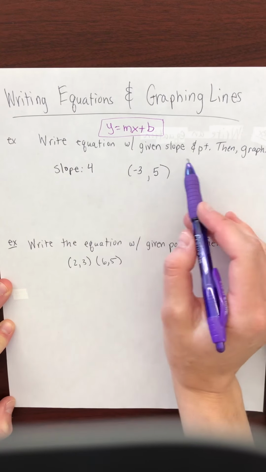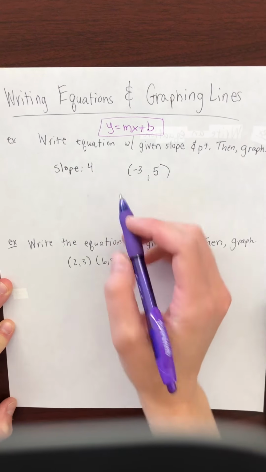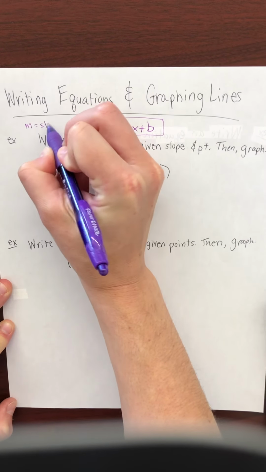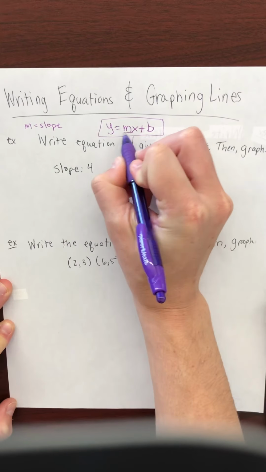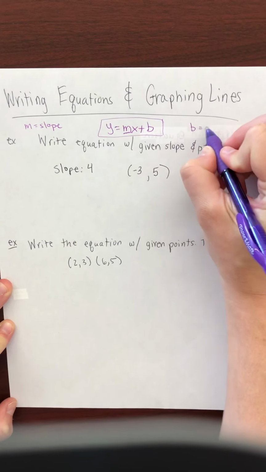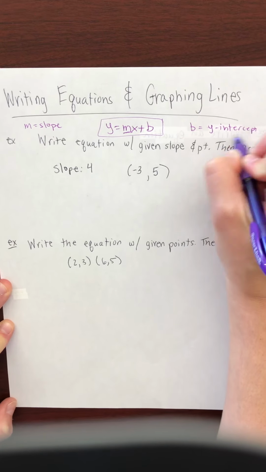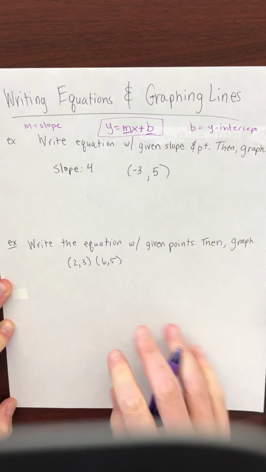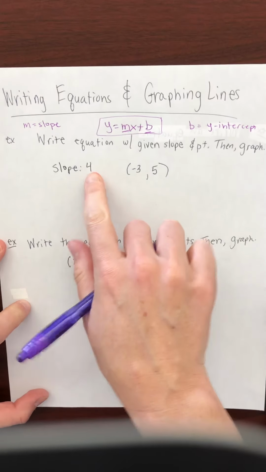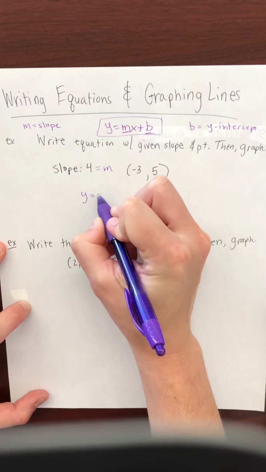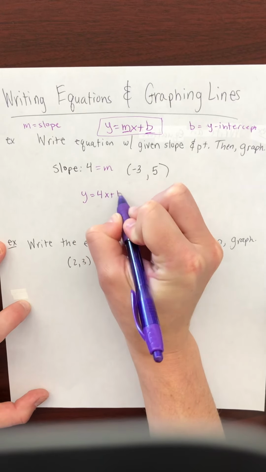But I'm going to stick with this. Write the equation with the given slope and the point, and then graph. So if you don't recall, m is our slope, and b is our y-intercept, where it crosses the y-axis. So here we go. I have my slope, so this is m. So y equals, instead of mx, it's 4x plus b.